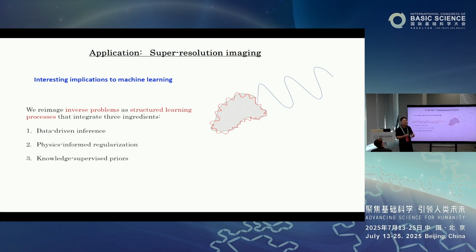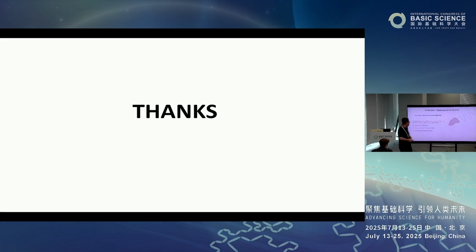That's why I think even in this machine learning, data era, our human intelligence can still play a certain role in doing this knowledge supervision. All right, I think I'm going to stop here, and thank you.